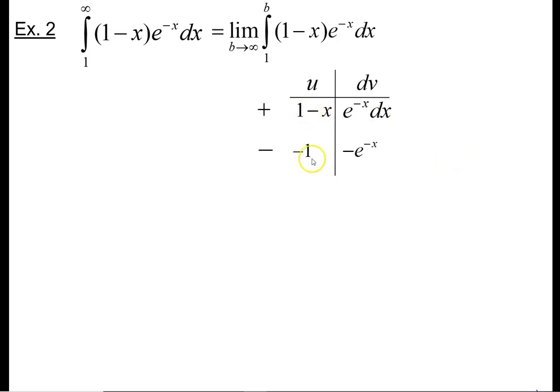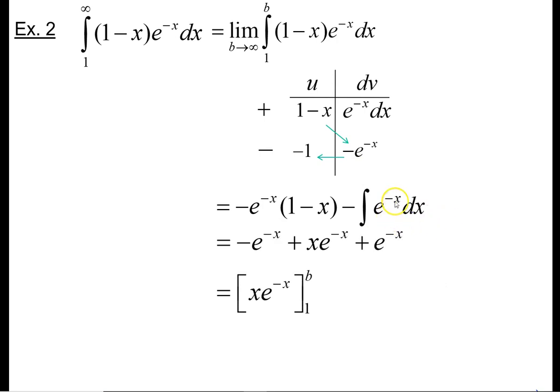So we're going to differentiate the first column and integrate the second column. And so right here I've got plus, minus, I'm going down the diagonal and then across. So that gives me negative e to the negative x times 1 minus x minus the integral of e to the negative x. Make sure you see why that's negative, because I had a negative times a negative and then a negative minus again. So it's still negative.